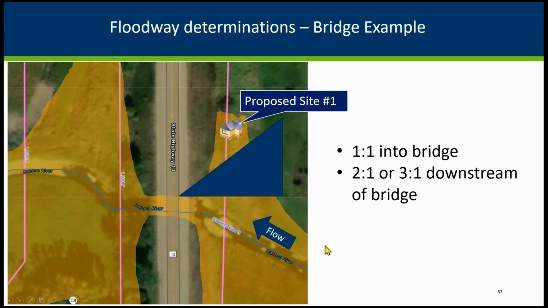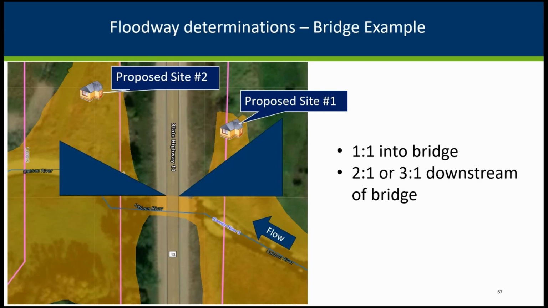So usually coming into a bridge, the rule of thumb is that you use about a 1-to-1 ratio for flow contraction coming into the bridge, meaning if your floodplain is 100 feet wide and you're 100 feet upstream, then that floodplain is going to be fully expanded. And similarly on the downstream side, flow actually expands slower than it contracts. So the rule of thumb we use for flow expansion is about a 2-to-1 or 3-to-1 ratio coming downstream of the bridge.